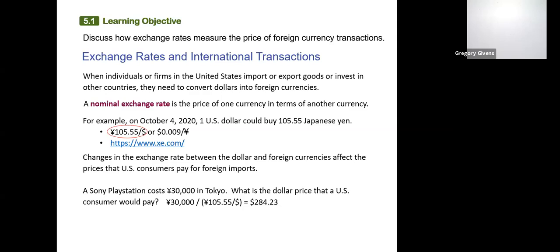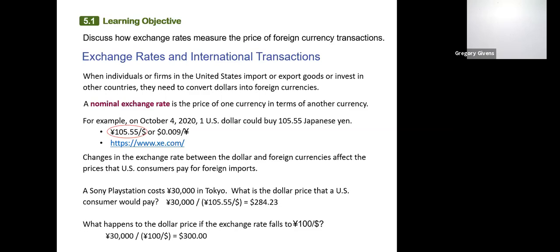My point with this example is that the price that US consumers face can change simply by virtue of the exchange rate changing rather than the underlying cost of the product, right? What happens to the dollar price of a PlayStation if the exchange rate, let's say, falls to 100 yen per dollar? Just do the same calculation and you get exactly $300 in this case.